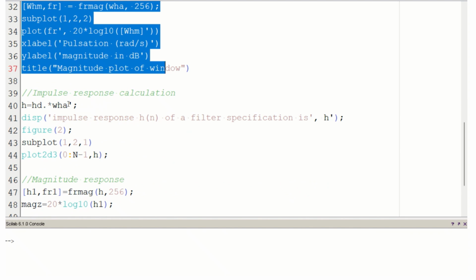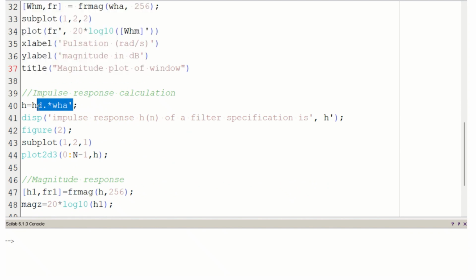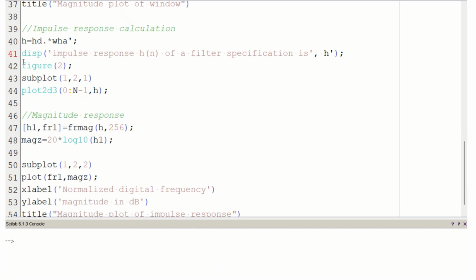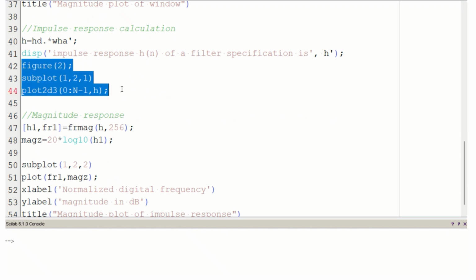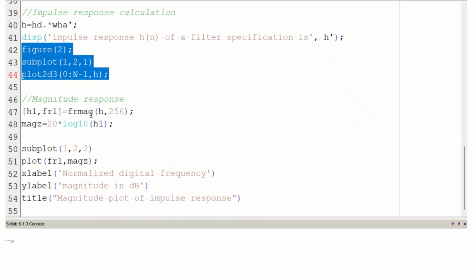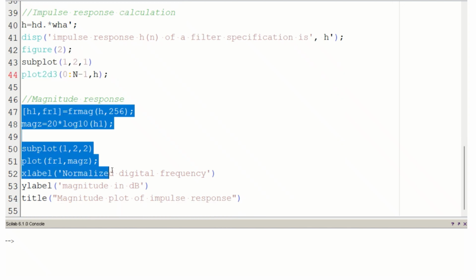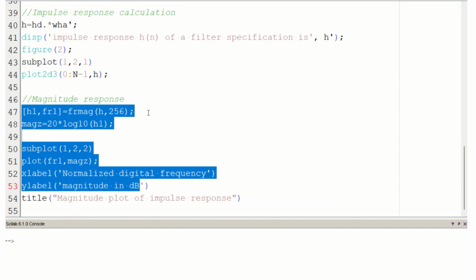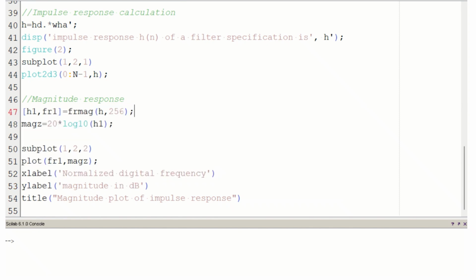Then after we need to calculate the h of n, that is given by this formula. That means hd of n, what has been calculated, and the window function that has been calculated, if we multiply those two, we are going to get the impulse response h of n. The values will be displayed as well as the plot of those values. The h of n values will be plotted over here and its magnitude response is plotted in this part of the program. Now let us go through the simulation for this one.